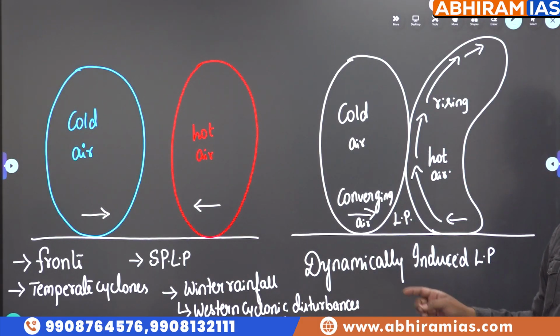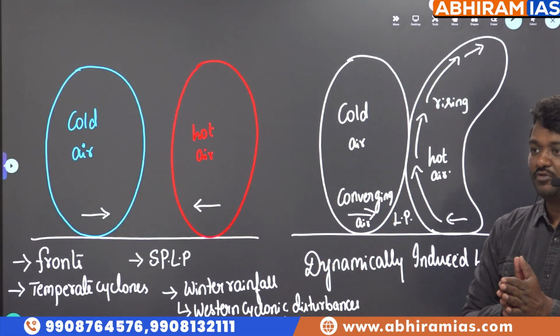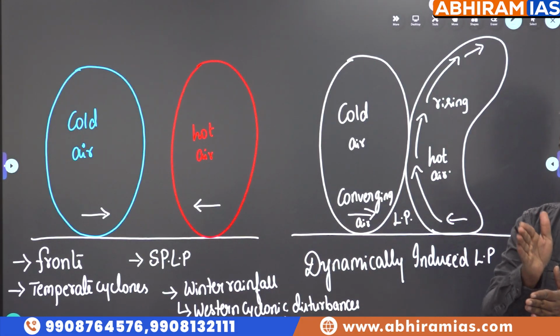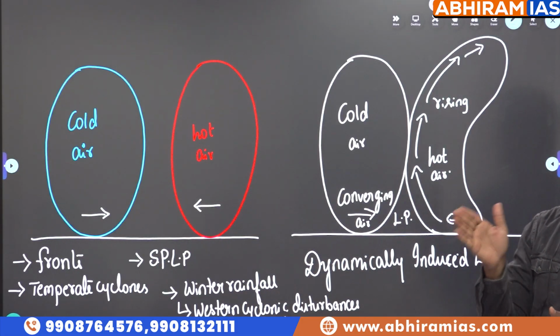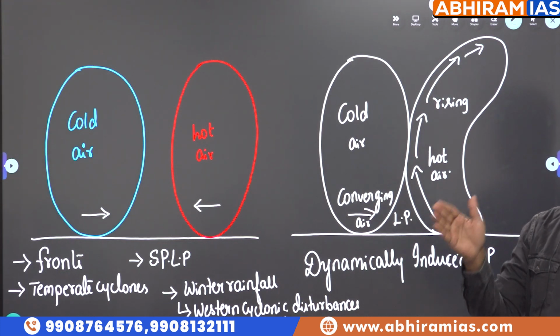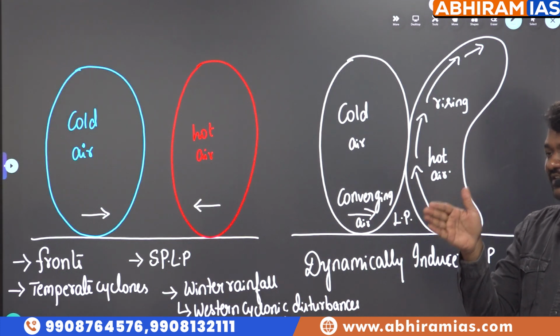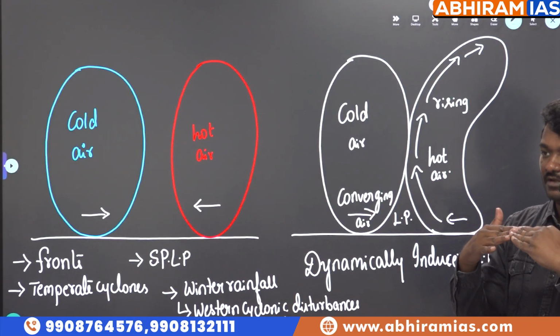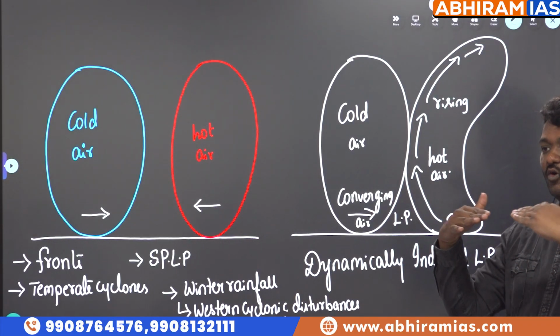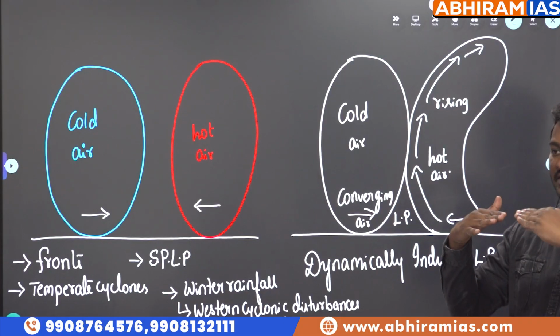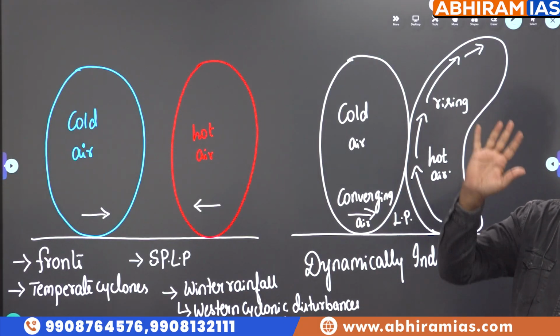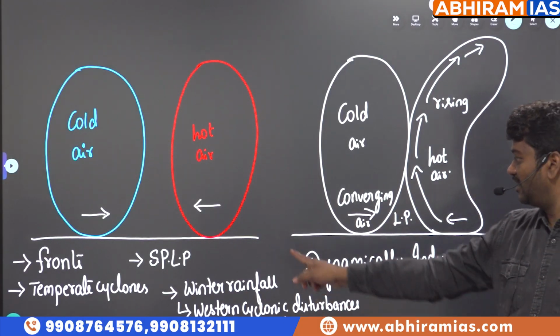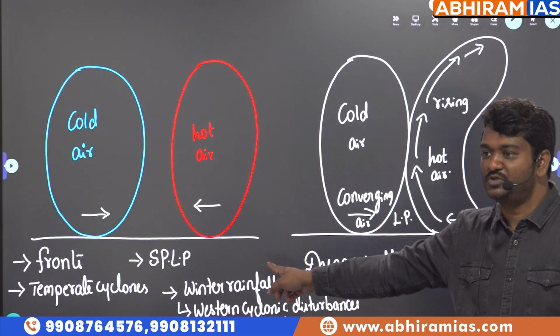Yeah, you talk about subpolar low pressure. You recollect Hadley cell, Ferrel cell, polar cell. You recollect tricellular circulation. In between Ferrel cell and polar cell, you will have subpolar low pressure. So what is subpolar low pressure? Cold air from the poles, warm air from the equator, they both mix and warm air rises. That is basically called dynamically induced low pressure.